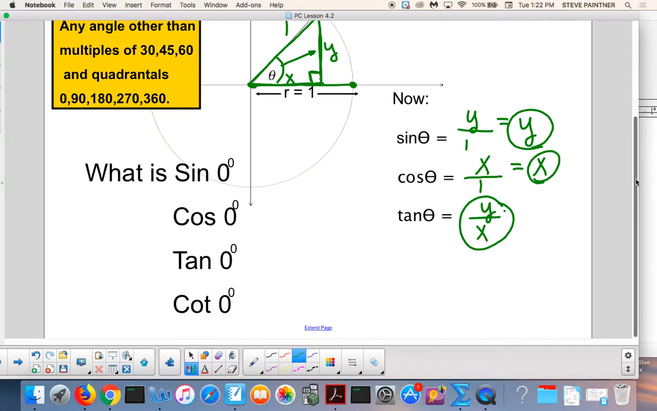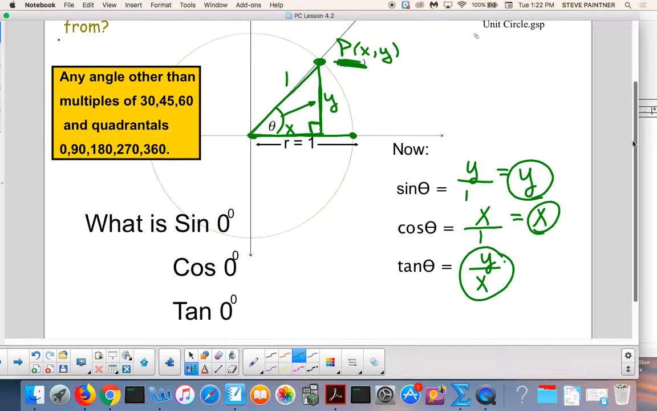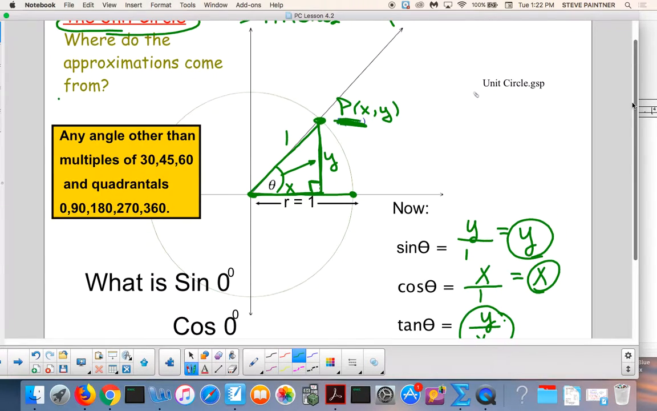Now, there is something right there. Where do the approximations come from? First of all, approximations around the circle happen all the time. You use your calculator all the time, unless what? It says right here, approximations, any angle other than the multiples of 30, 45, 60, and what we call quadrantals. What are quadrantals?